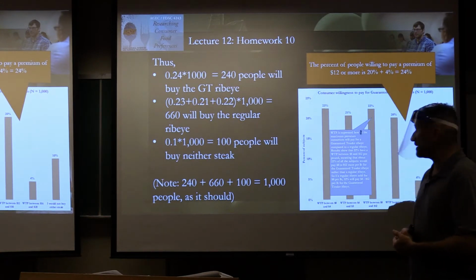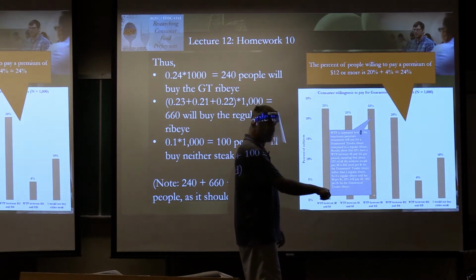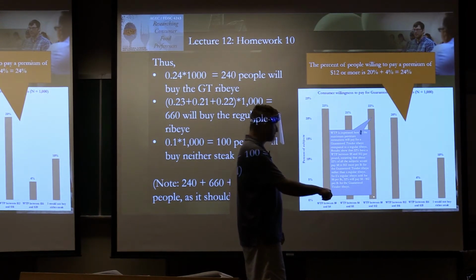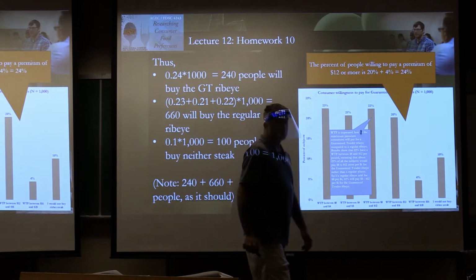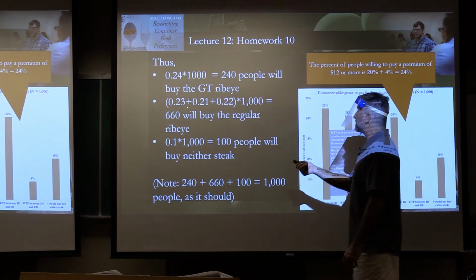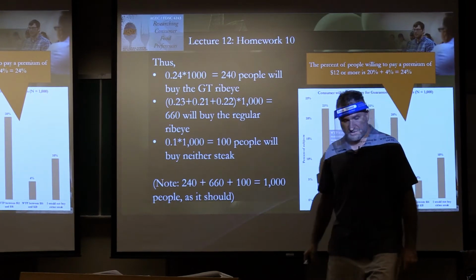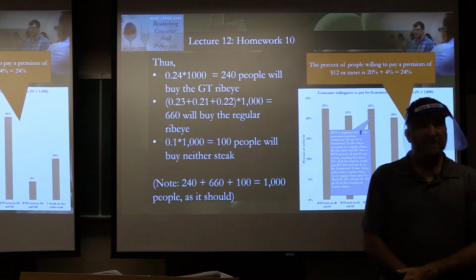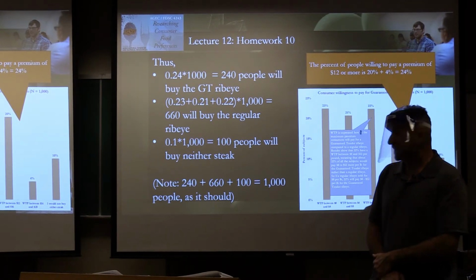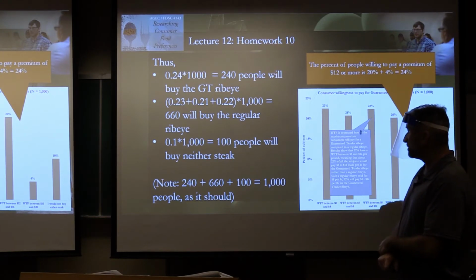What percent of people will buy the regular ribeye? Well, that's all these people whose willingness to pay is less than 12. So 22% of people here, 21% of people here, and 23% of people there. And so you add all those up, and that's 66% times 1,000. 660 people will buy the regular ribeye. And then you have 10% of people who say they won't buy either ribeye. So 10% times 1,000 is 100 people will buy neither steak.